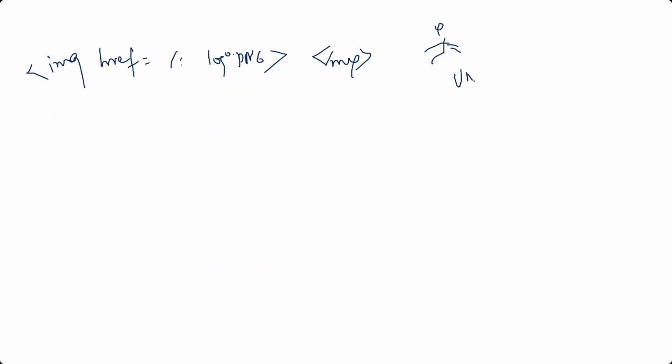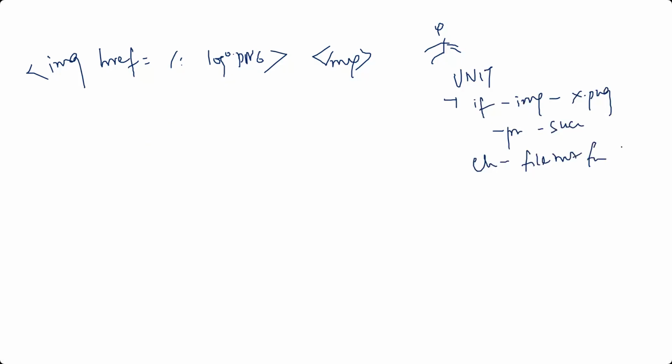Correct. So, for example, if I change the logo, assume that I have an image tag with href, some path, logo.png, and then I close the image. What a developer typically has to do is write a test case which will tell that if the img has x.png, it should print success, else file not found. They'll typically write these test cases like simple scripts.